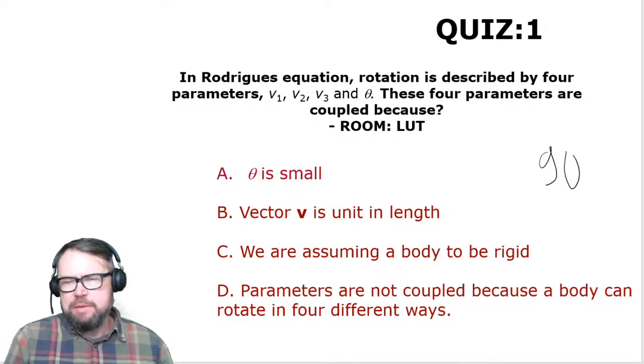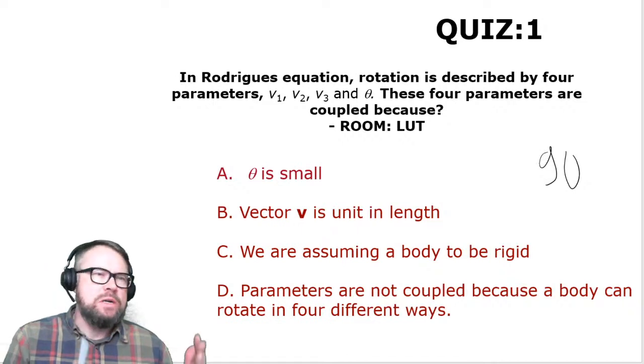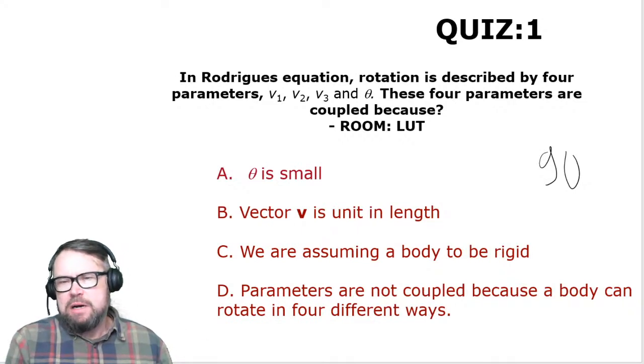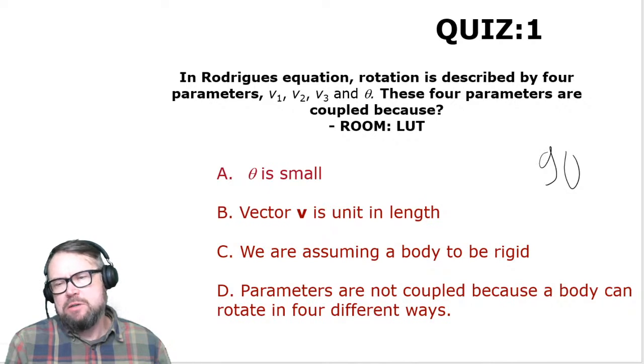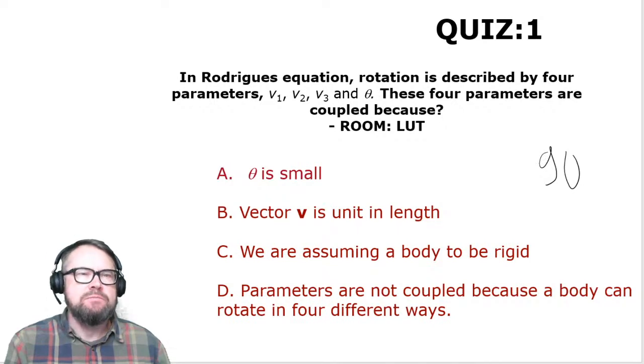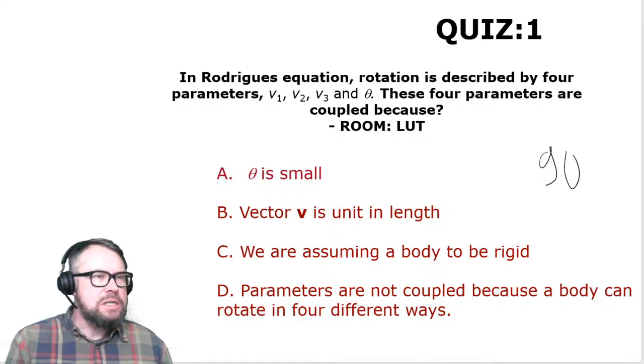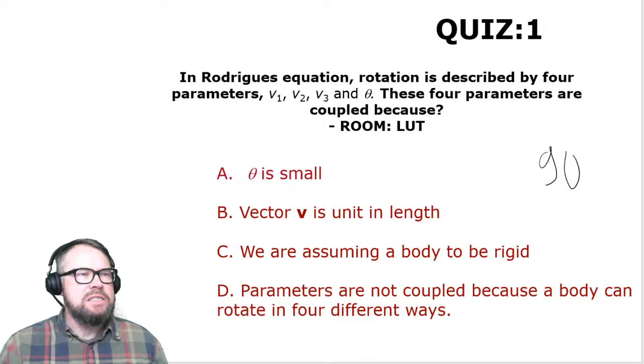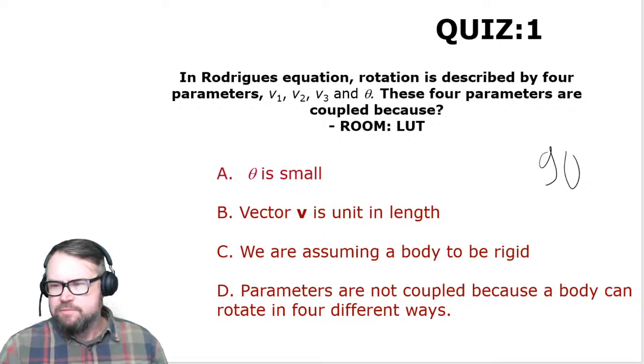Okay, so let me read it to you. Integral equation, the one we just looked at. Rotation is described by four parameters, V1, V2, V3, and angle theta. These four parameters are coupled because rotation theta is small, because vector V is unit in length, or because we are assuming the body to be rigid. And the final one is that the parameters are not coupled because a body can rotate in four different ways. Those are the choices. Let me see, 17 students have already entered the answer.